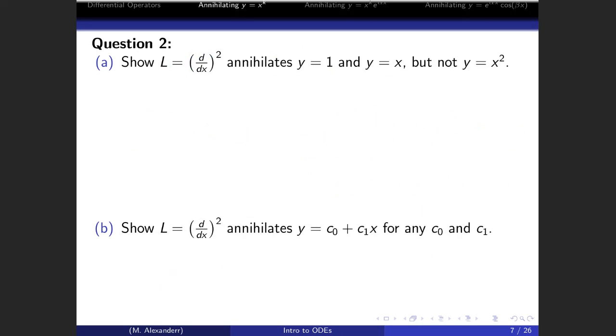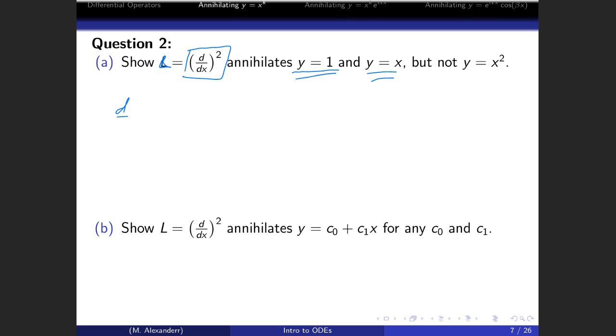Let's go for a second example. Now we're going to move up a little bit in complexity. What we're saying is this: the operator is its entire thing. This is technically the second derivative operator, and we're going to call it the operator L. So we just give a name to the entire blue box. It's called the L operator, and we want to show that this operator annihilates or cancels out the 1 function and then the x function, but not the x squared function.